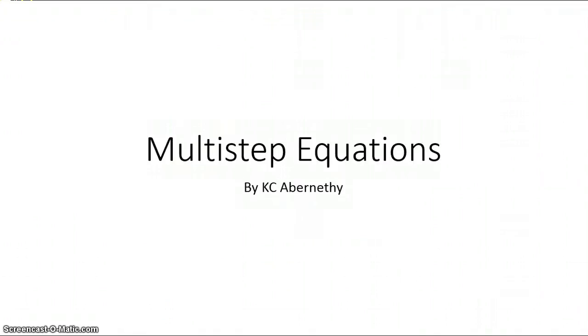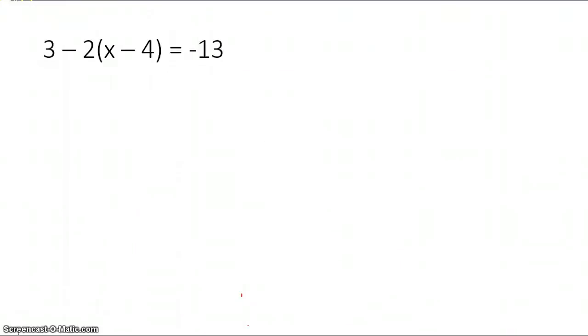Thank you. This is the second video of my multi-step equations series. So the second one I'm doing is 3 minus 2 times (x minus 4) equals -13. So we're first going to change it into addition, because in math you do not like doing minus.